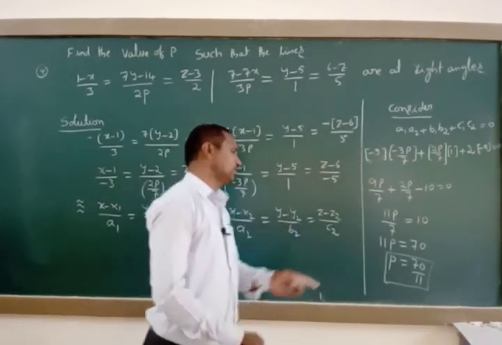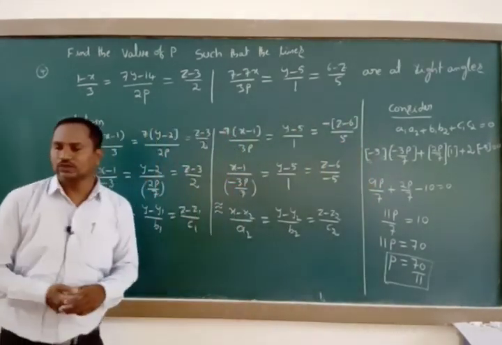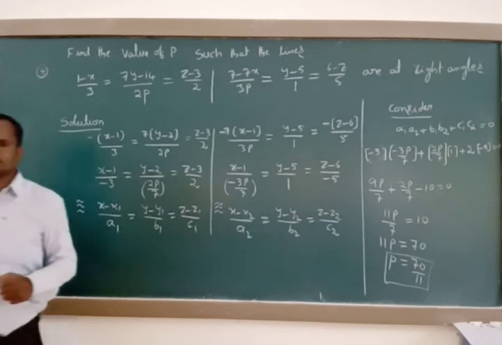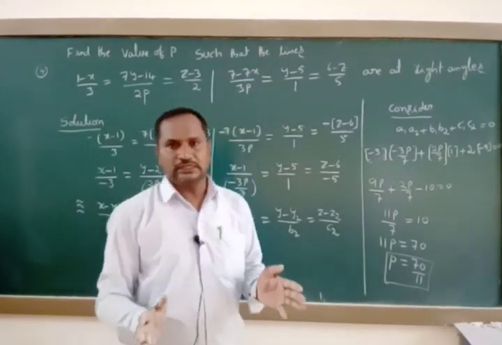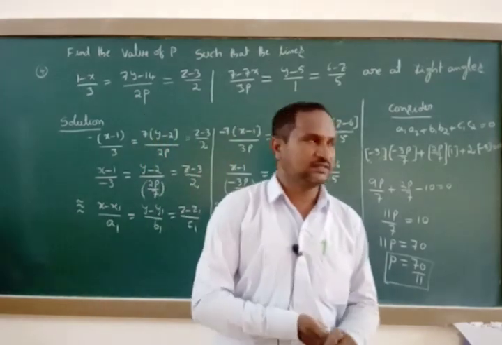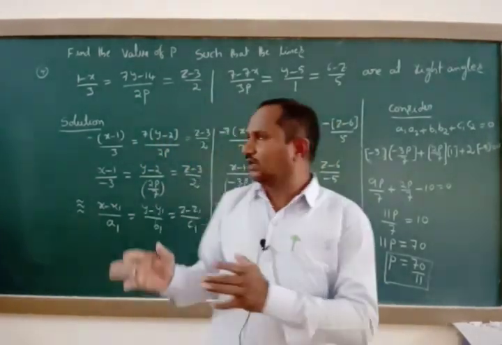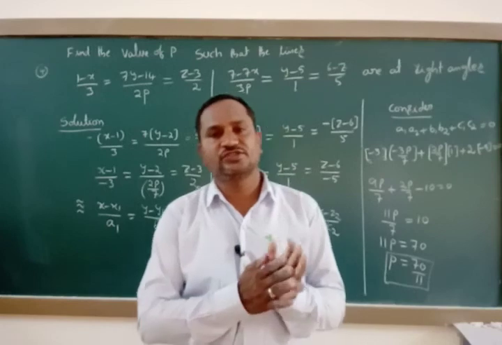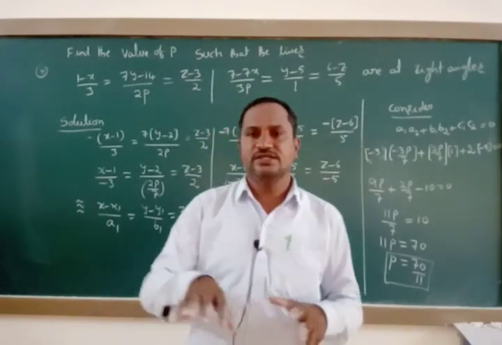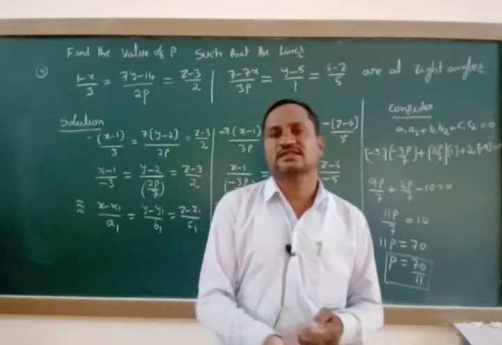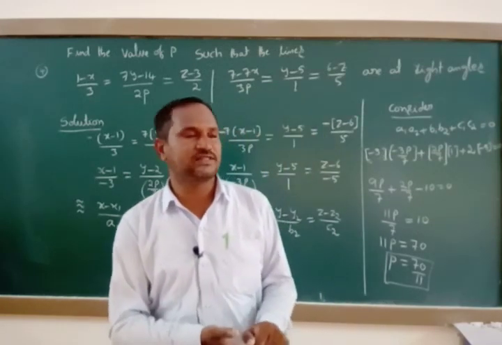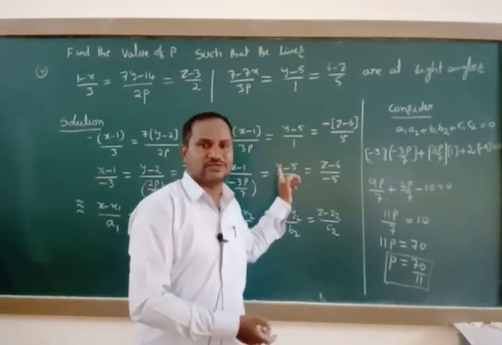Like that we find the unknown value from the given two lines whenever they are perpendicular to each other. Today I have finished the shortest distance between two lines, and also the condition for two lines to be perpendicular to each other. Whenever they mention that two lines are perpendicular and ask how to find the unknown value, we have to apply this procedure.